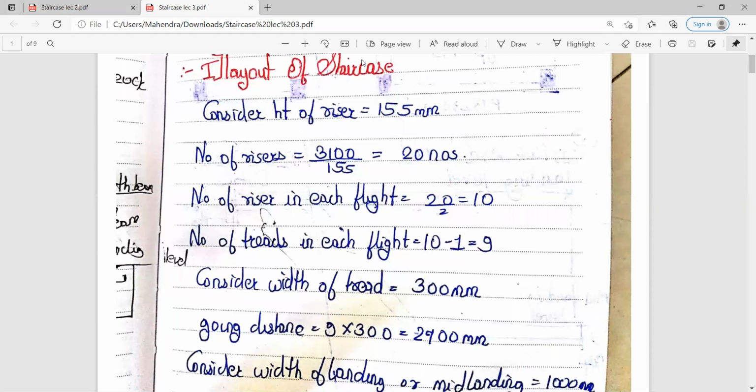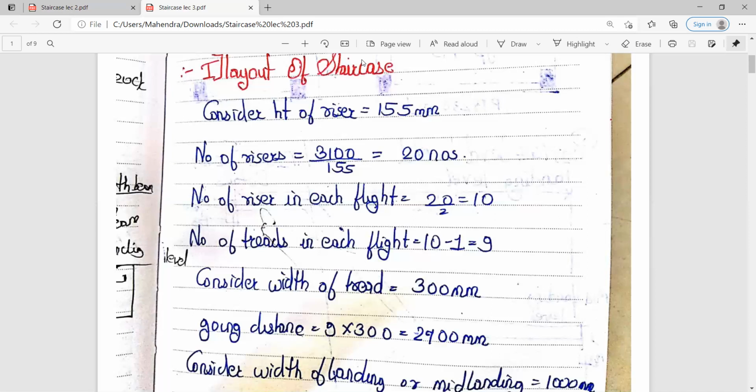So after considering the residential building, we are going to assume the height of the riser as 155 mm. So riser की height हमने assume की है 155 mm. After that, you need to calculate the number of risers. So number of risers, how you will calculate? Floor to floor height उन्होंने आपको दी है, that is 3.1 meter. Converting in mm, आपको मिलेगा 3100 upon 155. 155 is nothing but height of riser. So 3100 upon 155, total number of risers आपको मिलते हैं 20.